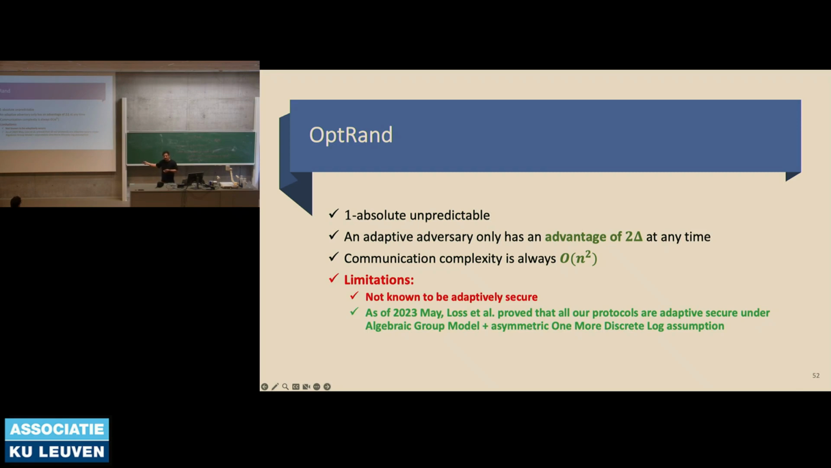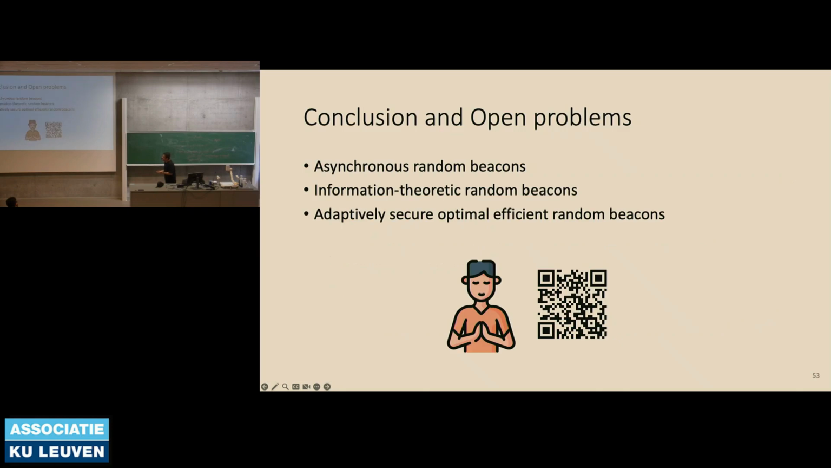Then in May 2023, Julian et al. told us that they solved it. They were able to prove that this PVSS construction is adaptively secure. Which means that secrecy of this unpredictability requires secrecy of PVSS, and it has been proven to be adaptively secure. So thanks to them, we can now argue that this protocol is also adaptively secure. We solved that last missing leg. The assumptions that they use are the algebraic group model and the asymmetric one more discrete log assumption. Under these assumptions, at least we are happy that we are adaptively secure.